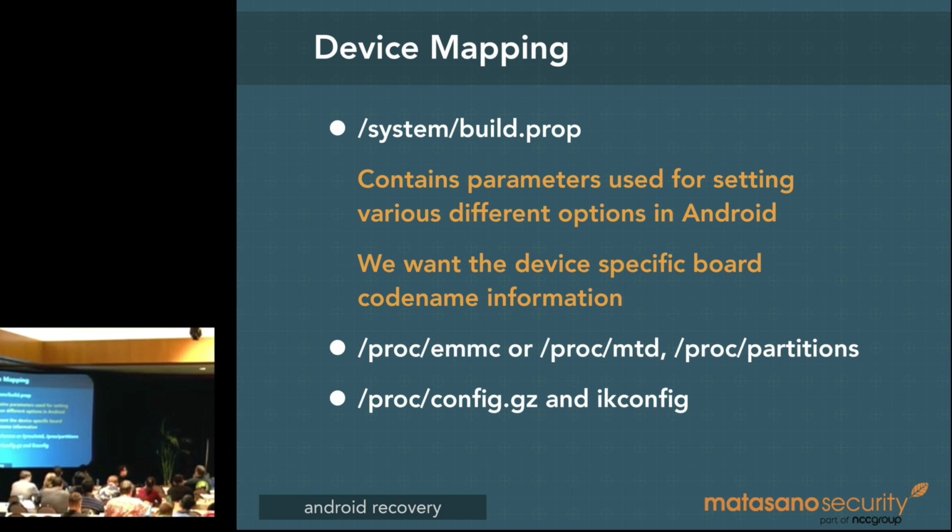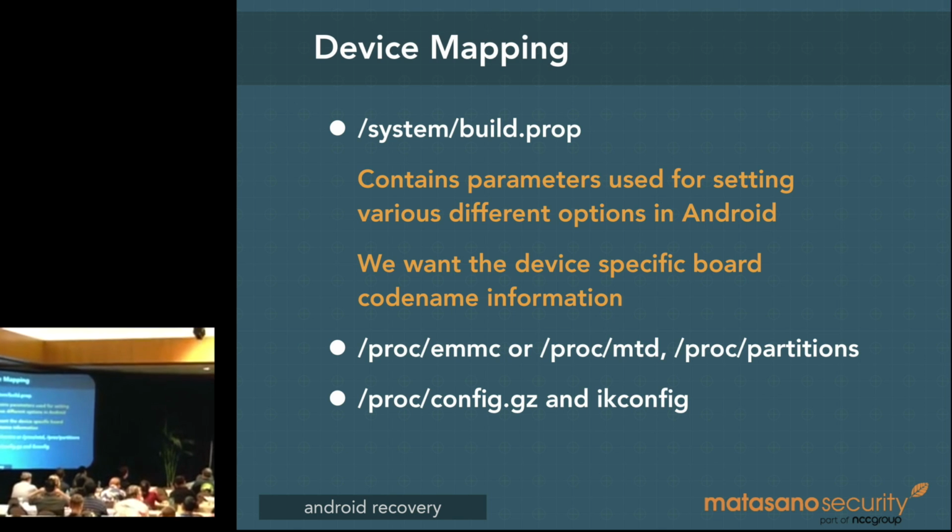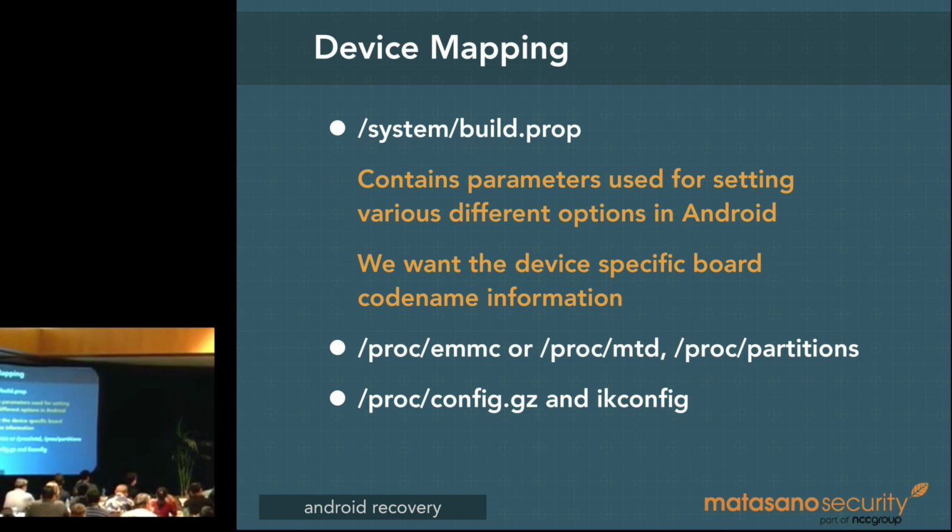If they were nice and left you a proc eMMC or a proc MTD, you can get the partition mapping directly from that, and that will give you the block device and what it does. That's really helpful for when you're trying to build one of these, or just figure out where things are on the device. And then the proc partitions output will give you the block sizes, so you can compute how big each of those partitions is supposed to be. This is also really useful for making sure your recovery fits in the space allocated.